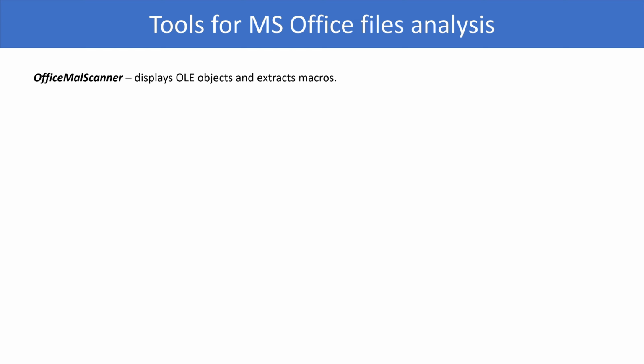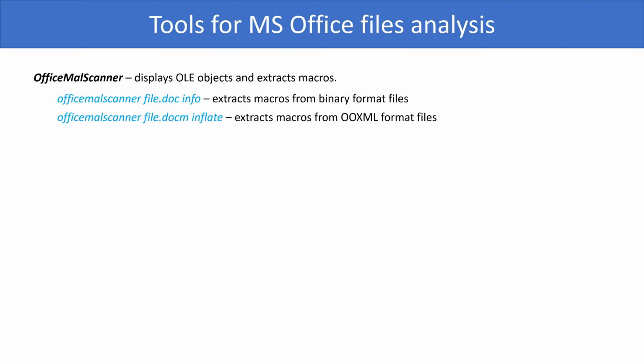And this is where Office Mal Scanner comes in handy. This program runs on Windows in console mode. It's already installed on Flare VM. The slide provides examples of running the program to scan files of different formats. Note that binary files are scanned with the info option, while XML files are scanned with the inflate option.